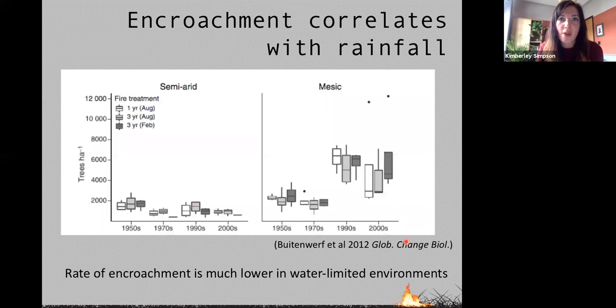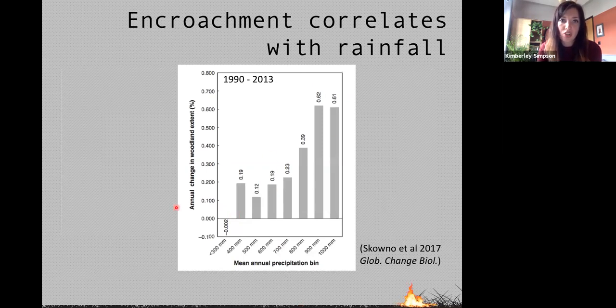And this accusation really comes from the observation that encroachment correlates with rainfall. So I showed you part of this graph earlier, showing this increase in tree cover through the recent decades, and that was for mesic savanna. But if we compare that to what's going on in semi-arid savanna, we can see that tree cover is being kept pretty low. And consistent with this are observations that encroachment is happening at a much faster rate in places in savannas with higher rainfall.